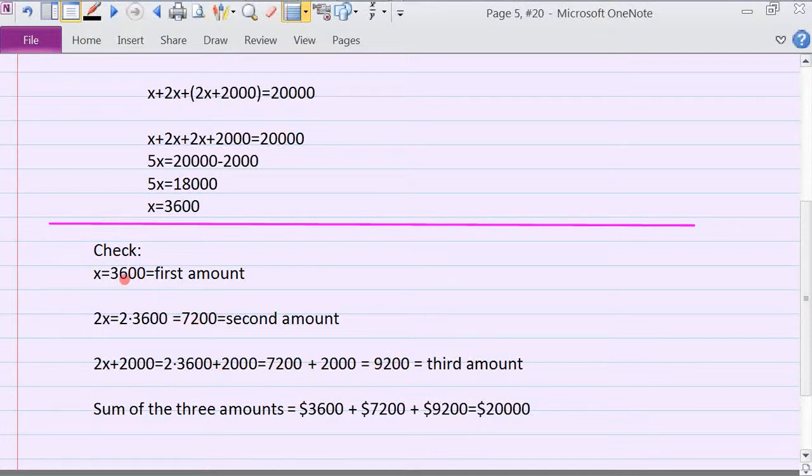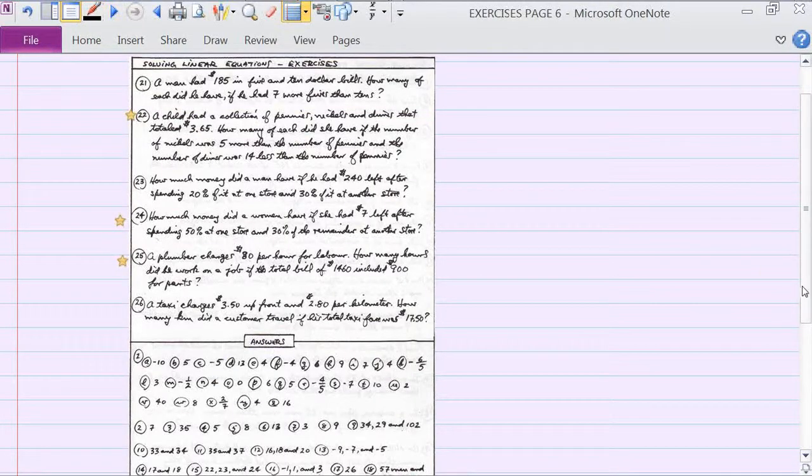And so I know the first, I know the second, and I know the third. And if I sum them, they add up to 20,000, which they should. In other words, 3,600 plus 7,200 gives us 10,800. 10,800 plus 9,200 gives us the 20,000. So we know that we have done this problem correctly.